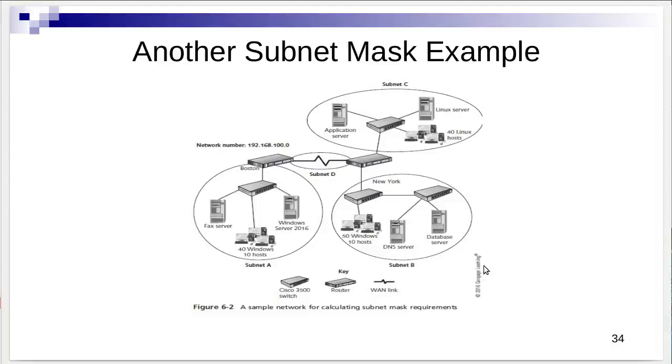So here's another subnet mask example. Let's say you're given a network ID 192.168.100.0, and you have to break it up into little subnets. Routers naturally break up a large network into smaller subnets, and then you have to make sure, like in this subnet A, you have 40 Windows hosts, plus a server and another server. So basically 42 machines. You just have to make sure that you have enough host ID bits when you do the subnetting to accommodate 42 machines here.